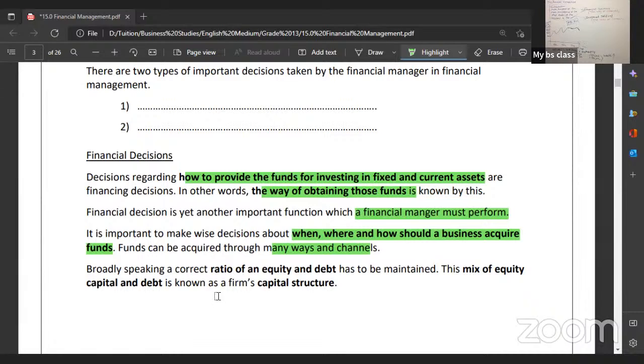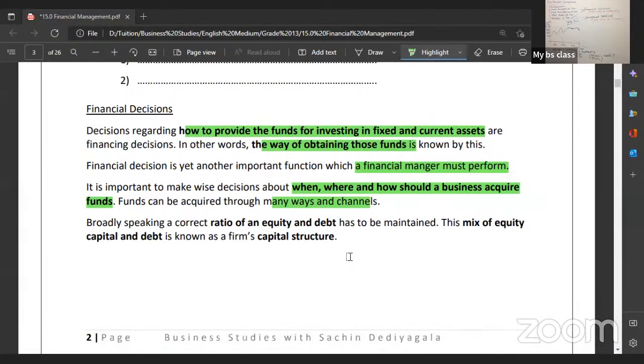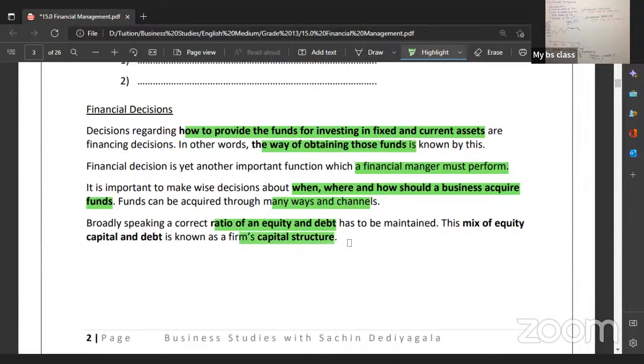Likewise, there are so many ways. Broadly speaking, a correct ratio of equity and debt has to be maintained. The mix of equity capital and debt is known as the firm's capital structure, the ratio of the equity and debt.